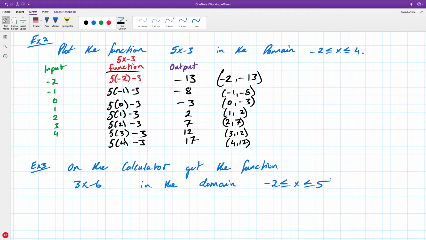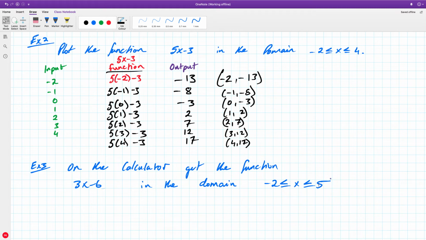So, are we ready to run through it again? Right, so our function is, on the calculator, get the function 3x minus 6 in the domain between minus 2 and 5. So the very first thing we're going to do, we all have fx in front of us, do we? So we're going to put in 3, press alpha, and then press to get our x button. I want that red alpha. That one. Minus 6.